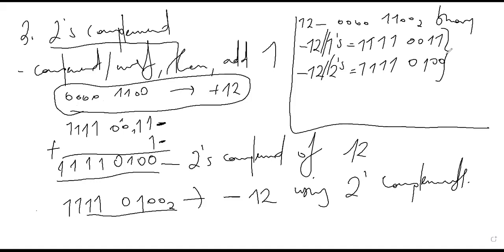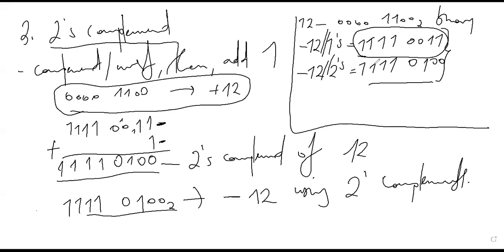The same here. I'm sure this number represents something else if we use other number systems, another type of representation. But if we are using ones, it's a negative 12. And for this one, if you're using twos, it's also a negative 12. All right. So we have covered the ones complement and the twos complement.